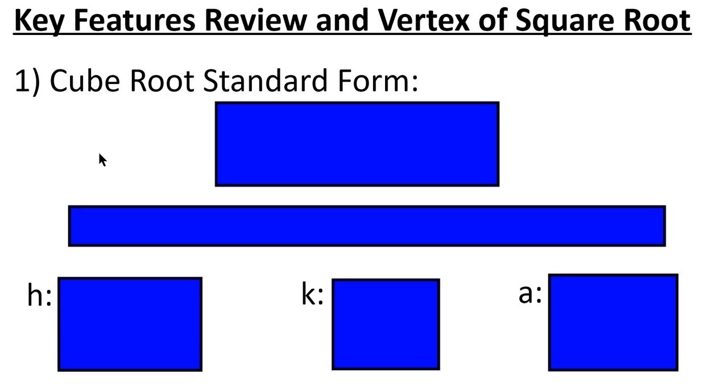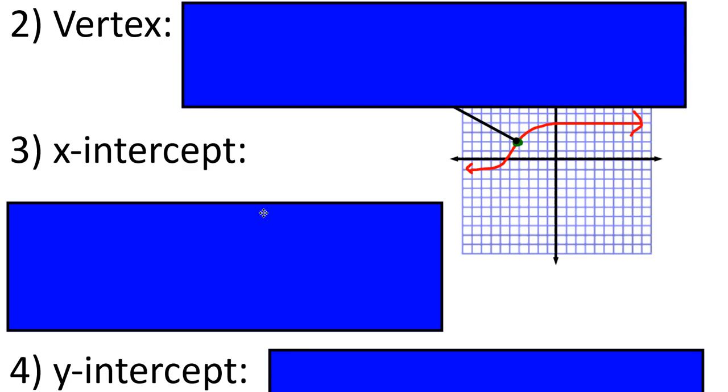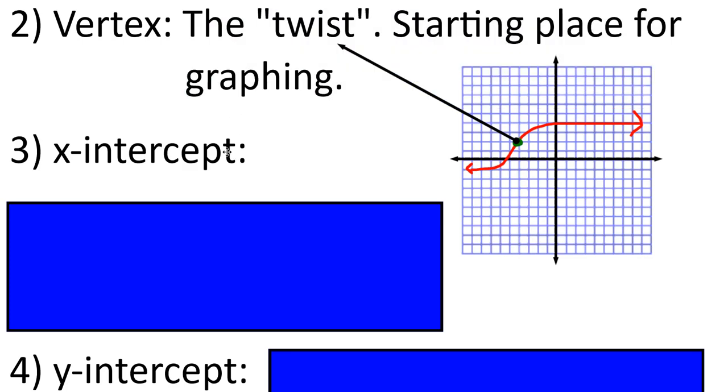Continuing on. Vertex: it's called the twist now, or the turning point is what we're going to call it on our graph. This is where we're going to start our graph. Find the vertex and plot that point. And I'll show you how to find some other points so you can get this. This is what it's going to look like. This is our graph for a cube root function. It's going to look like a little snake in a sense. So we want to make sure our graphs look like this.